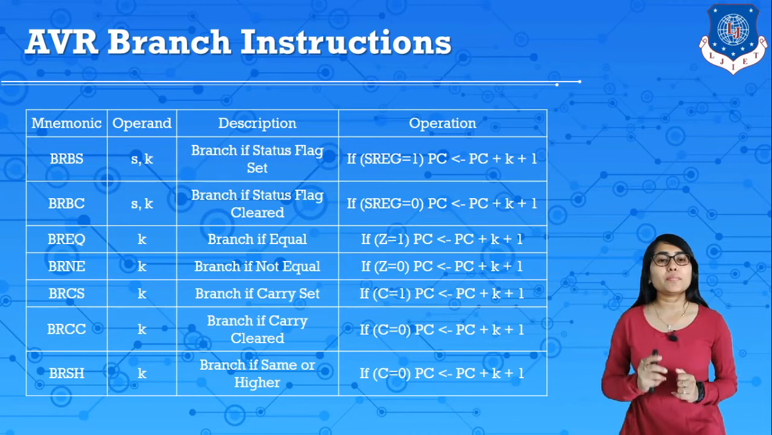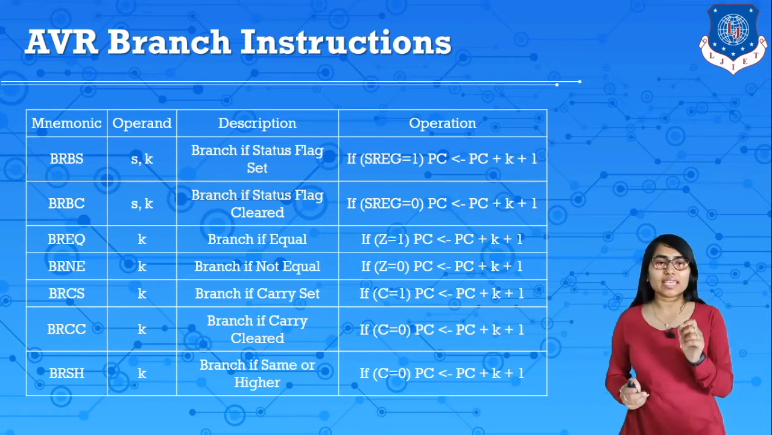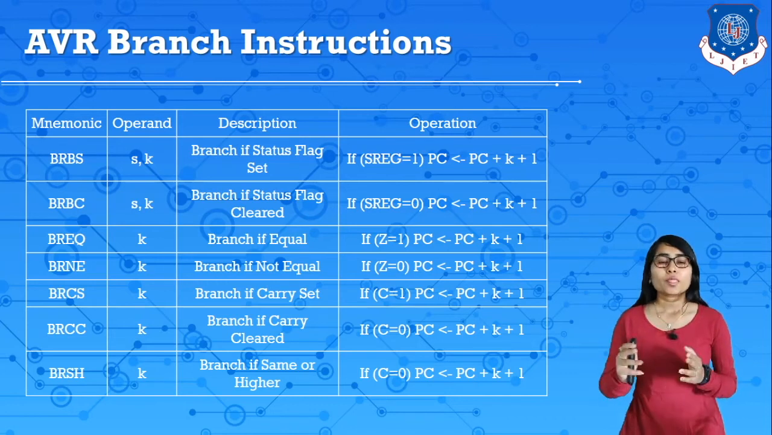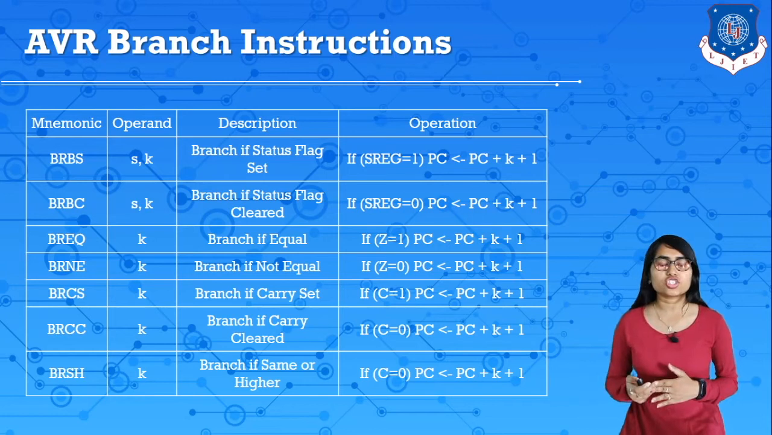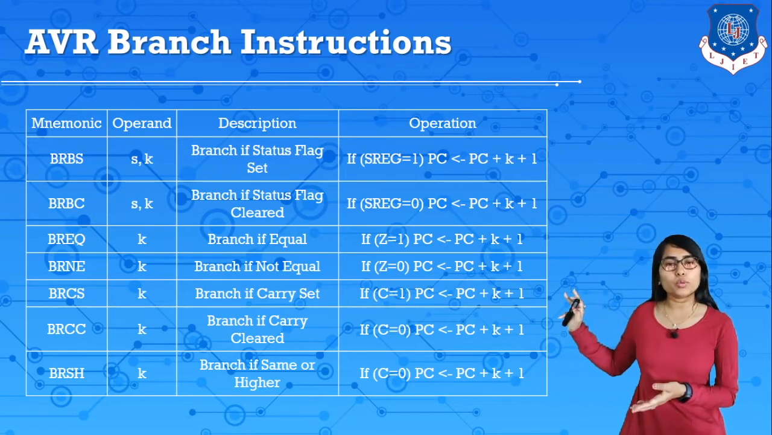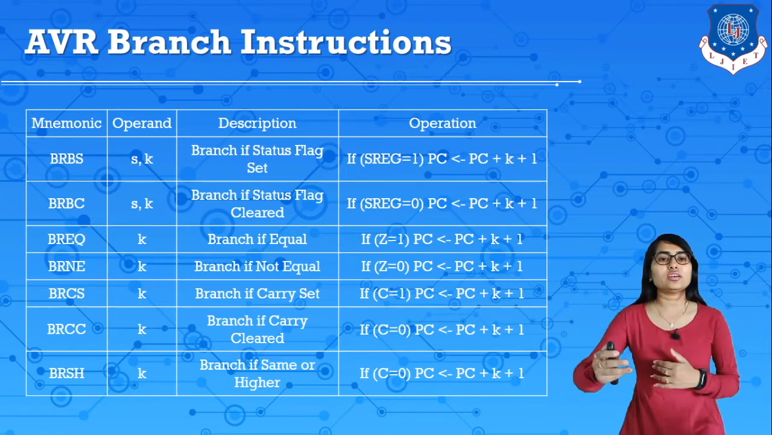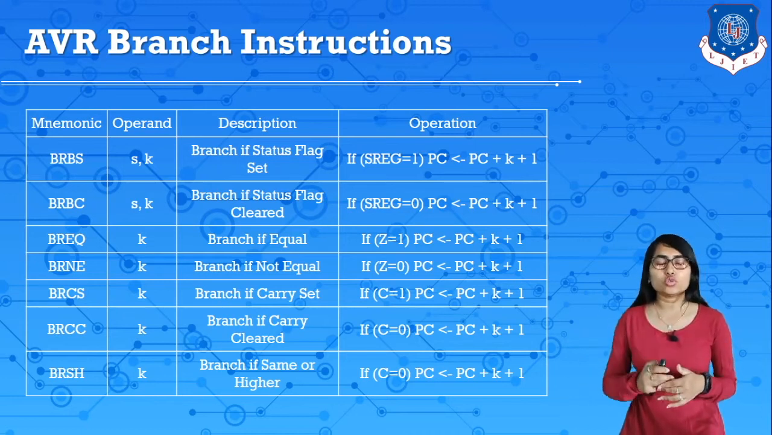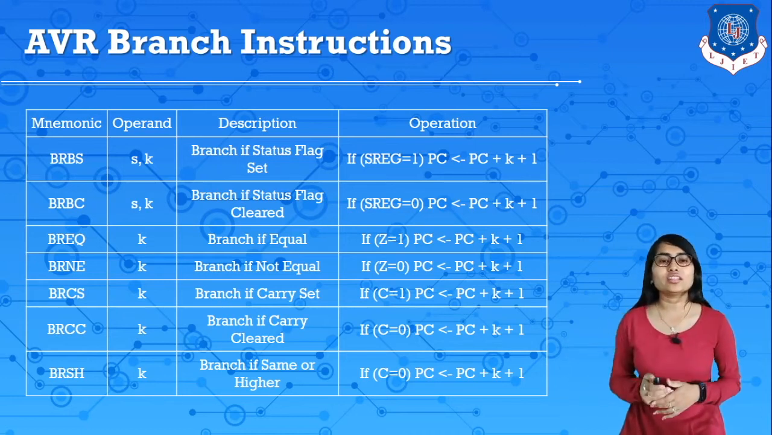Then next is branch if equal. So here BREQ, branch if equal. All of these are basically relative jump instructions. That's why this conditional branch instruction is known as a short branch instruction. Here we have a direct address K, and this address is added into the program counter. The program counter works as a reference, and then this K value is added into the program counter, and it jumps to the target location.